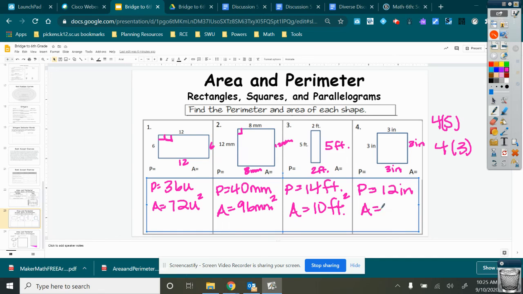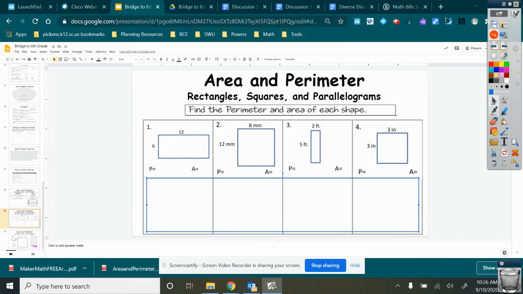And then for area, we just want to do side squared, and squared means multiply this number by itself this many times. So that would be side times side, which would be 3 times 3, which would be 9 inches squared. All right, so that is the notes for today.